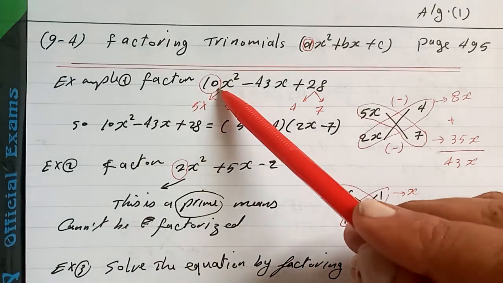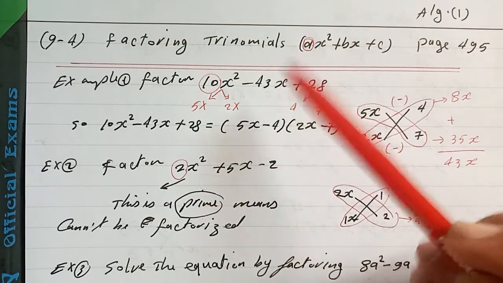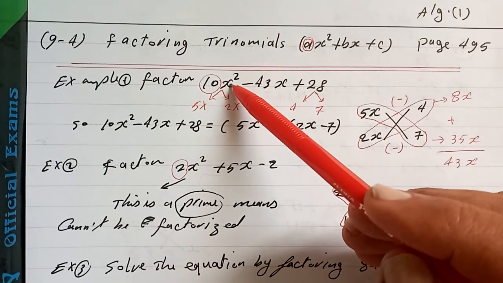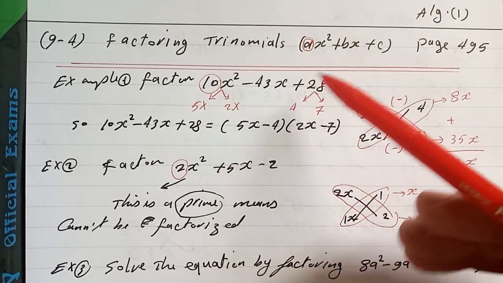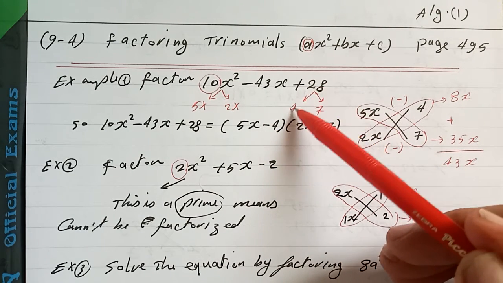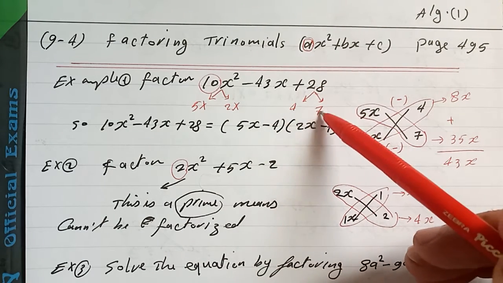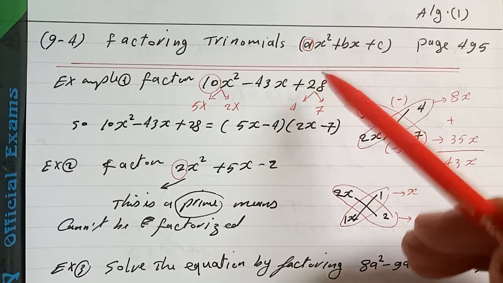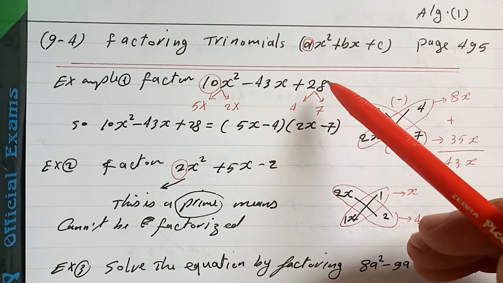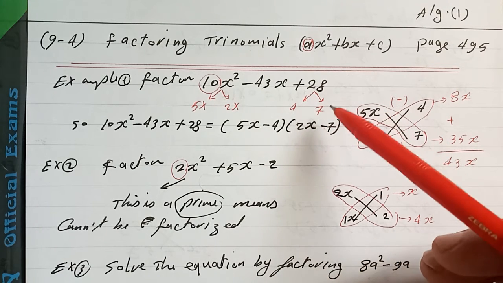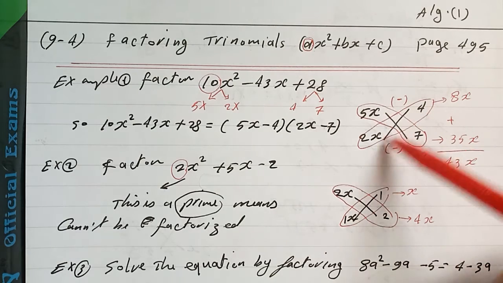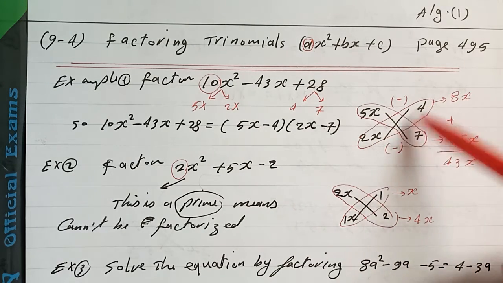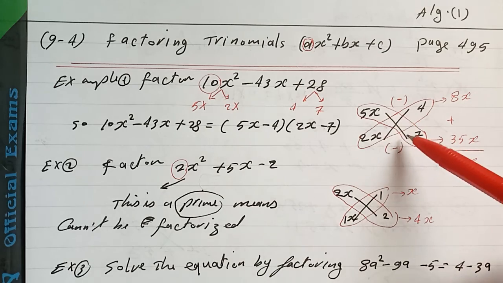You need to factorize this and this. The 10x squared can be 5x times 2x. The 28 can be different numbers: 4 times 7, 7 times 4, 2 times 14, and many other numbers. So you need to make the scissors to try this factorization before you decide.